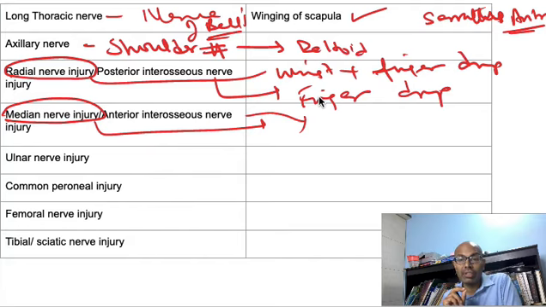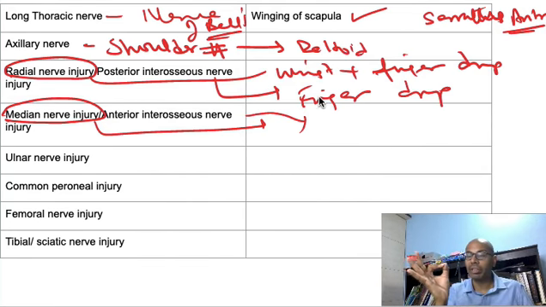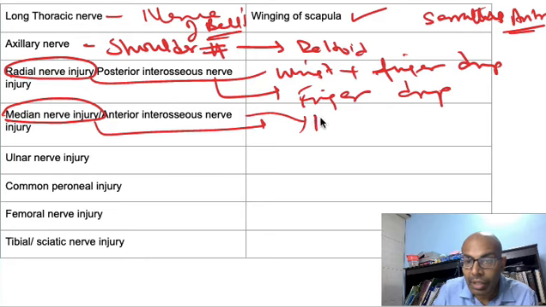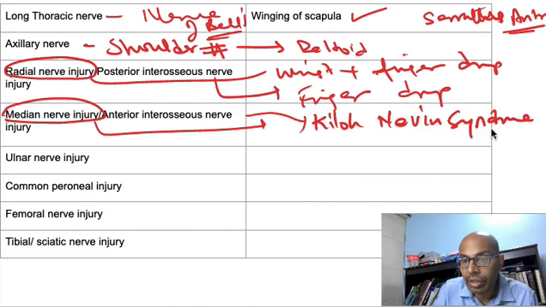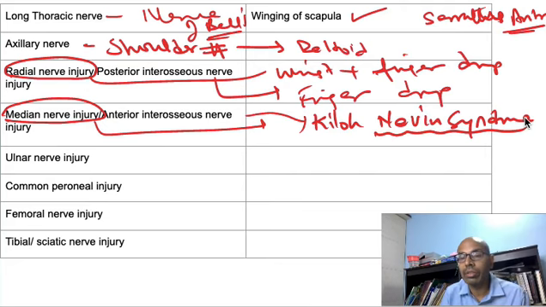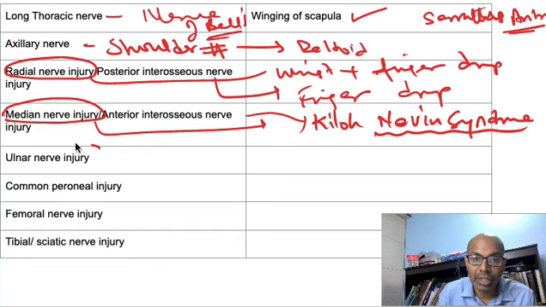In supracondylar fractures, the fragment presses on the anterior interosseous nerve, and therefore it causes anterior interosseous nerve problems. The patient cannot make an OK sign, because he cannot flex the FDP of the index finger or the FPL. So this is called the OK sign. It's also called Kiloh-Nevin syndrome. So this is anterior interosseous nerve syndrome, or Kiloh-Nevin syndrome, inability to make the OK sign.